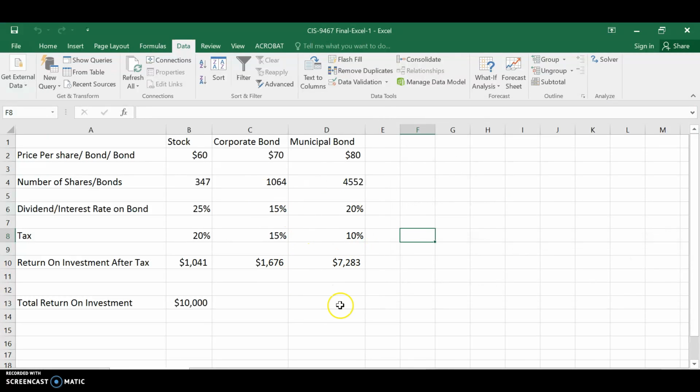So one thing before I close, one thing I wanted to mention is that for the municipal bond, I know I just used an imaginary number, which is 10%, but usually a municipal bond is tax exempt. And that concludes my final project.